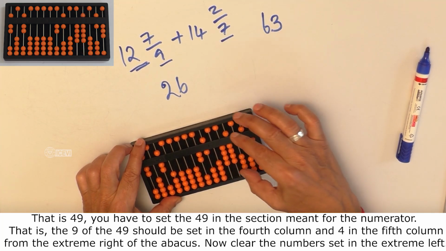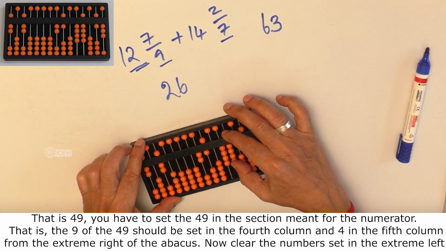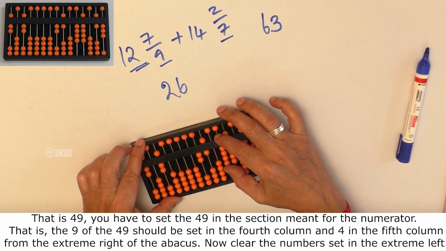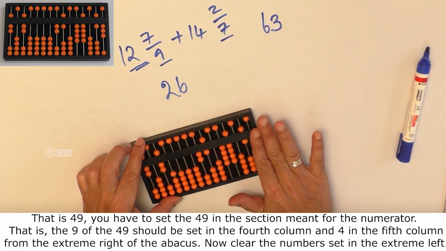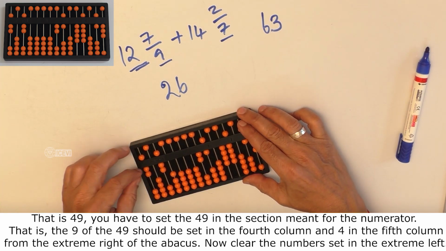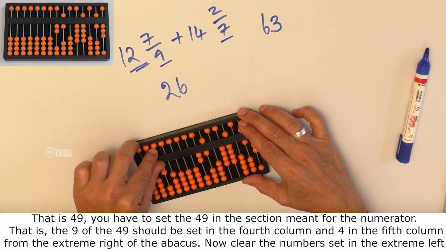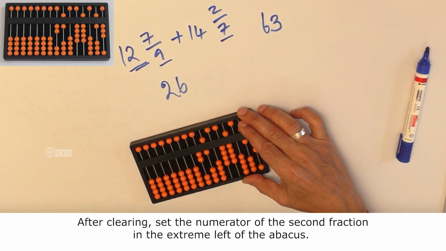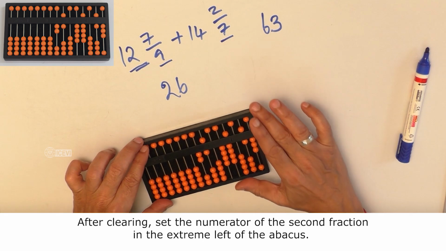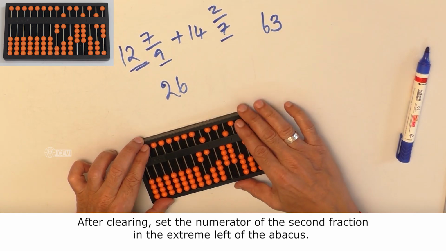That is, 9 of the 49 should be set in the 4th column and 4 in the 5th column from the extreme right of the abacus. Now clear the numbers set in the left extreme of the abacus. After clearing, set the numerator of the second fraction in the extreme left of the abacus.